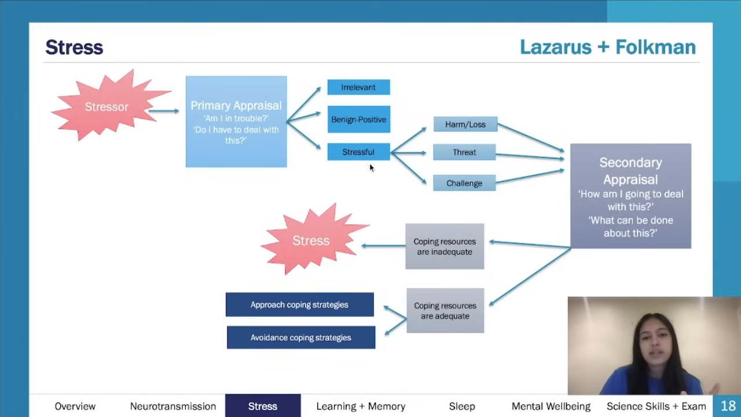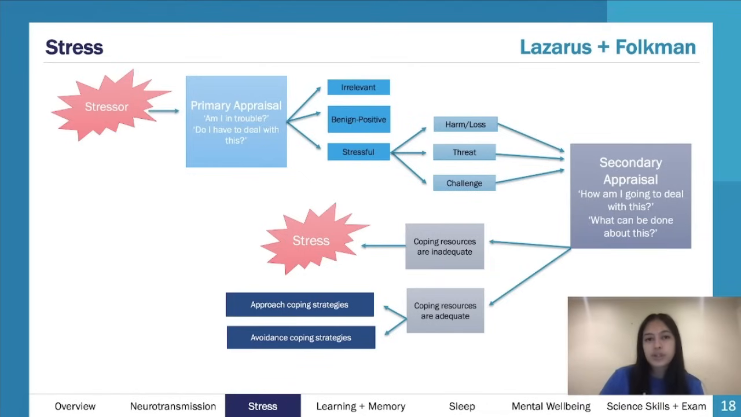So important terms to realize are these six terms here. You're doing your primary appraisal. There are two ways in which it can be insignificant. Either it's irrelevant, it doesn't really have any effect on you, or it's benign positive, so it's got this ultimately positive effect on you. And the third option is it's stressful. And that's when you go towards your secondary appraisal.